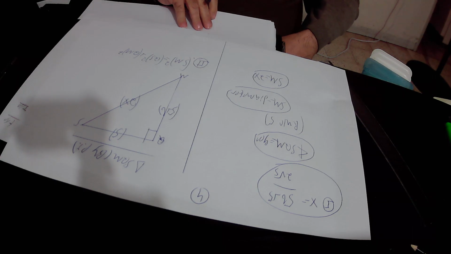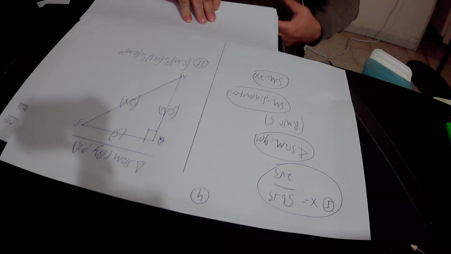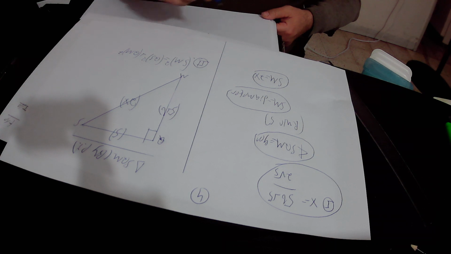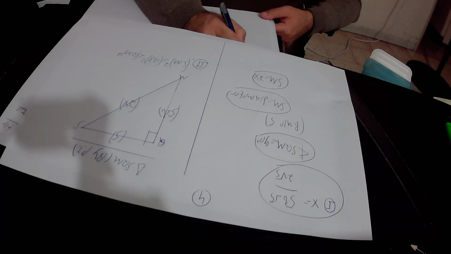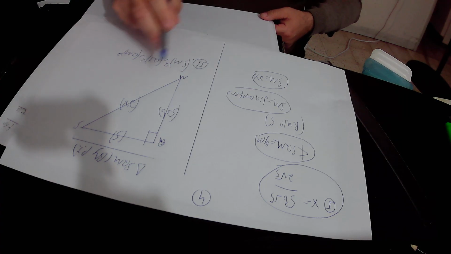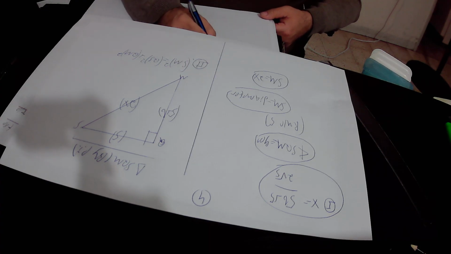So SM equals 2x, therefore SM squared is (2x) squared, that is equal to QS squared. QS is 5, therefore QS squared is 5 squared, that is 25, plus QM squared. QM is 5 plus b, therefore QM squared is (5 plus b) squared.